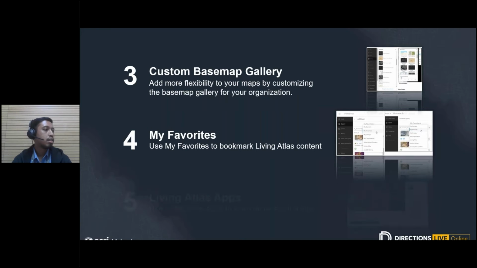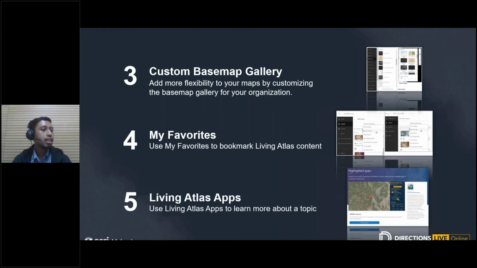The next one is Living Atlas apps. We can use Living Atlas apps to learn more about a specific topic. Most of the apps are intended to be used as is to learn more about a topic, such as wildfire, air quality, drought conditions, and many more. But some applications, such as World Imagery Wayback, can be used not only to explore, but also to download the data and asset layers for other workflows.